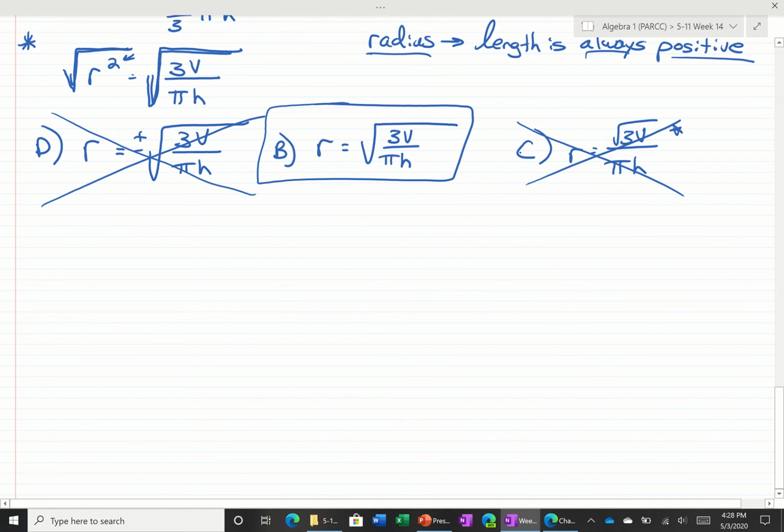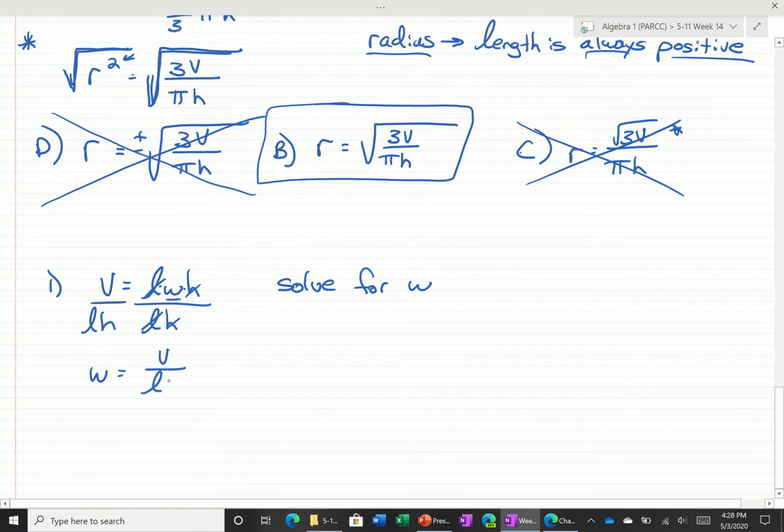Alright, so now let's go to the next one. It looks like we're just solving for different variables here. So for problem number 1 next, it's saying that V is equal to LWH, and we're looking to solve for W. Well, in order to get rid of multiplying by H and multiplying by L, we divide by H and we divide by L. We get that W is equal to V over LH.